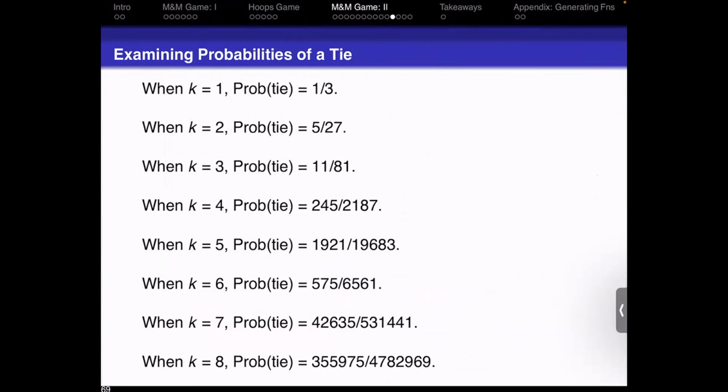These are the probabilities of a tie when k equals 1, 2, 3, all the way up to 8. Does anybody notice anything about any of these numbers? 1/3, 5/27, 11/87, 22/45 over 21/87. So not a bad guess. I know it can't be prime because once I get to 245, that's not prime.